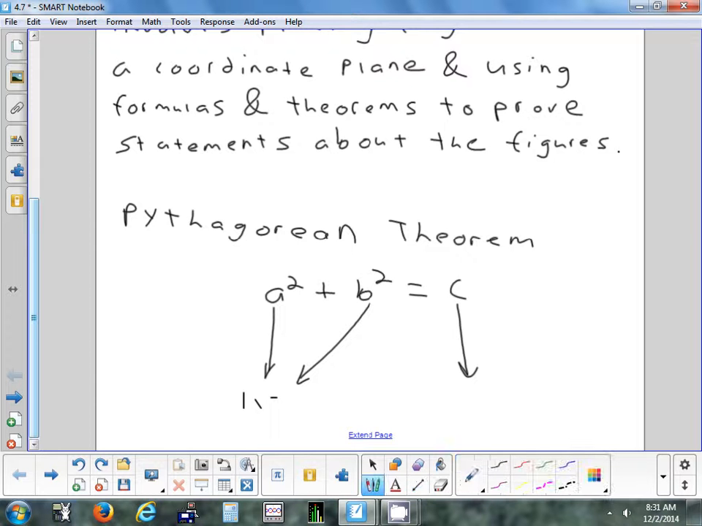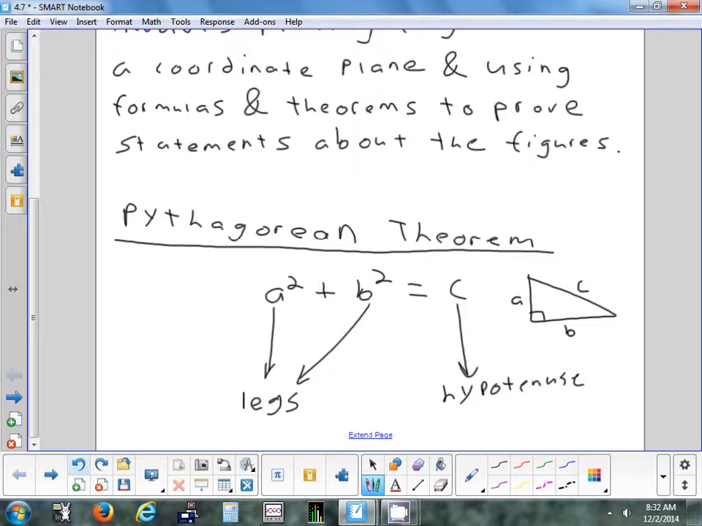So the idea is this theorem is used to find the length of a side in a right triangle, as long as you know the other 2. This side would be A, that side is B, that side is C. So if you know A and B, you can find C, or if you know A and C, you can find B, any combination. You just have to have 2 out of 3. And the Pythagorean theorem only works with right triangles.